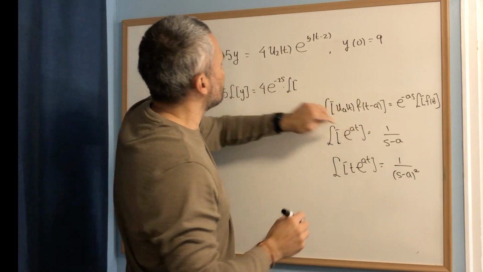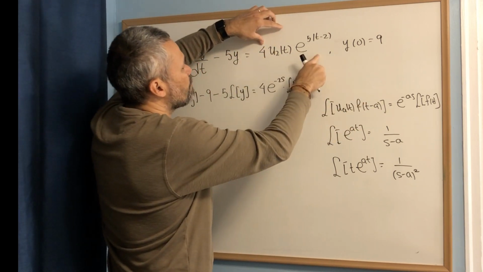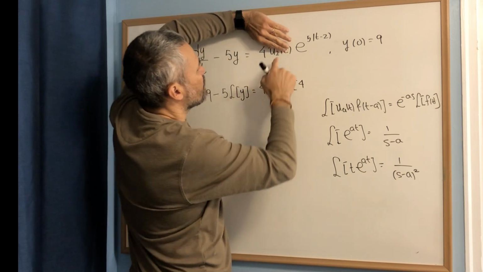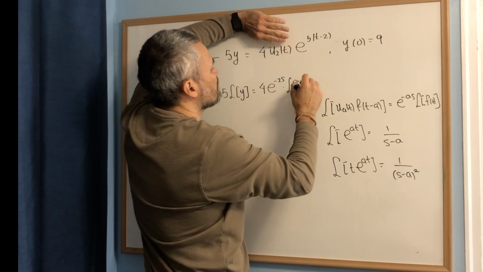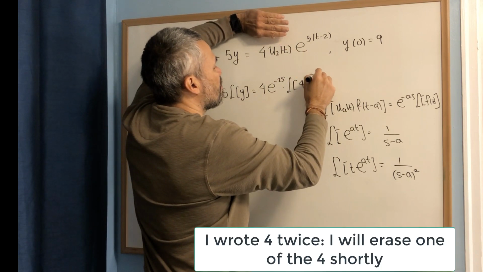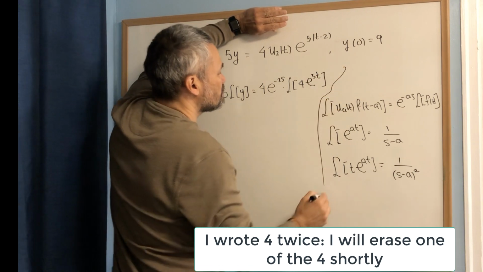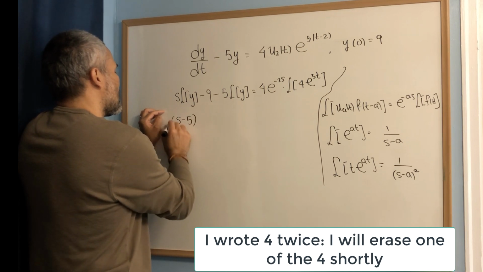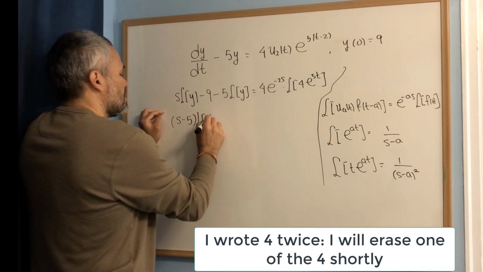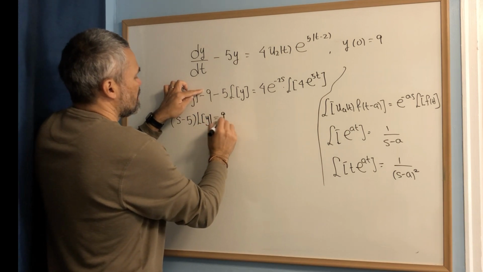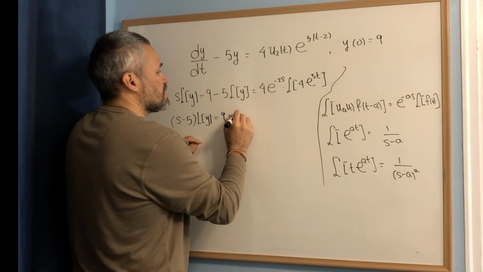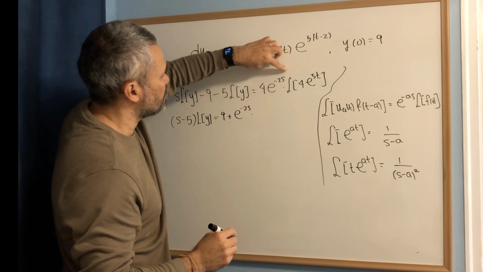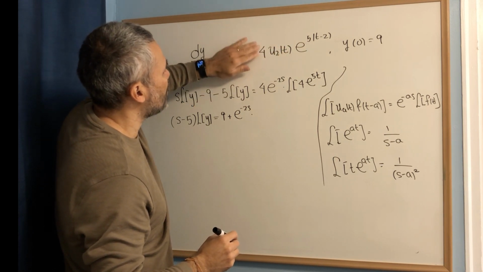We have to compute the original. This is the u2 shifting of what function? The answer is, we forget about this part, and then we change t by t plus 2. Then we get e to the 5t. Okay, then we can continue. Here we have s minus 5 times the Laplace transform of y. We're going to move the 9 to the right, and it is equal to 9 plus e to the negative 2s times the Laplace transform, sorry, I wrote down the 4 twice.